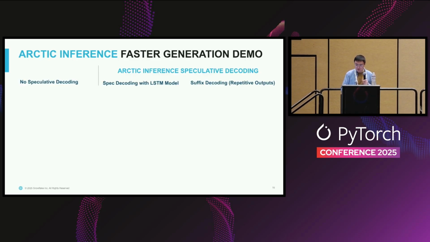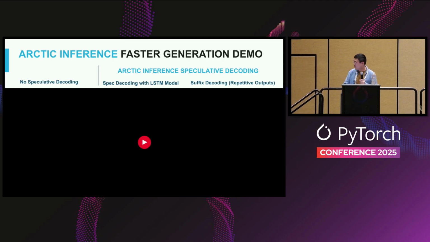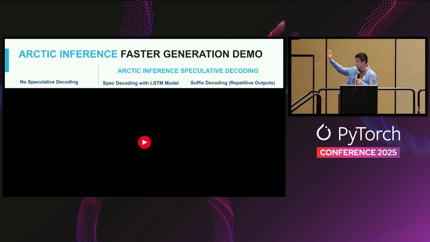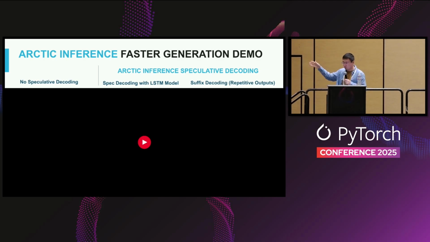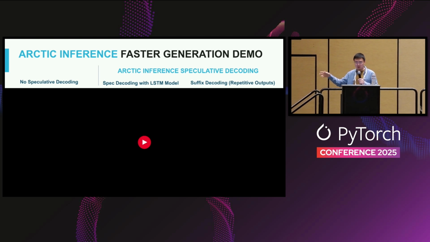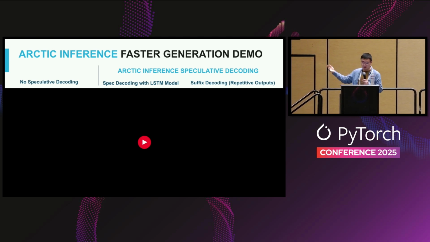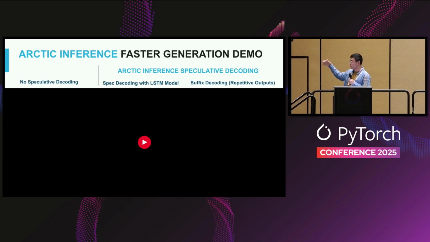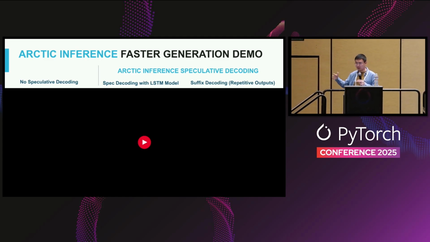OK, so maybe next, I want to show a quick demo to show the speed of speculative decoding. On the left-hand side, we have the baseline inference system running in vLLM without speculative decoding enabled. In the middle, we use speculative decoding in vLLM with our LSTM model. And on the right-hand side, we're running suffix decoding on a highly repetitive query, right? So we generate some highly repetitive queries there.